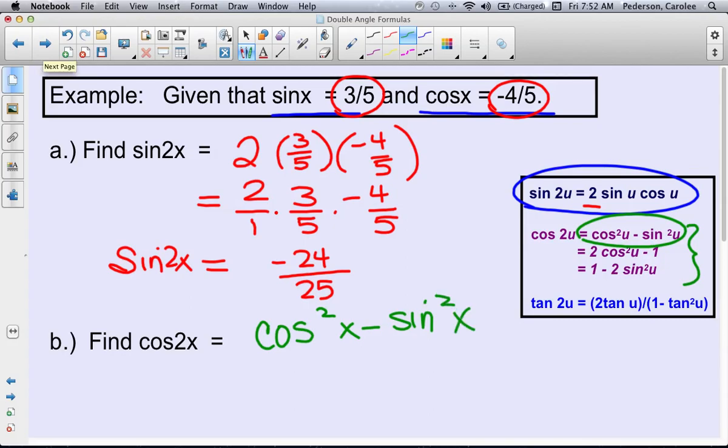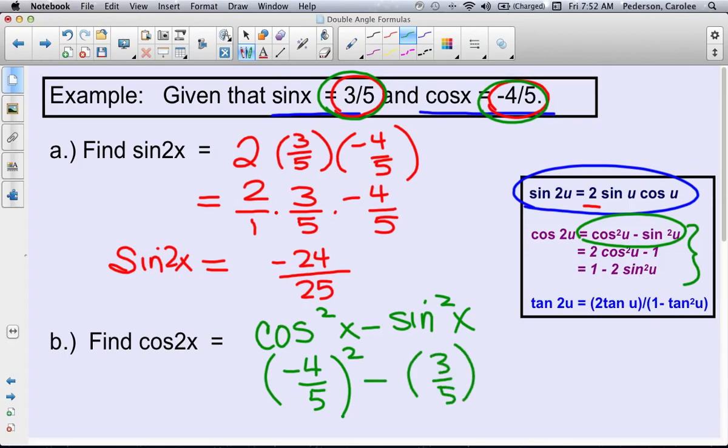And now we replace the cosine of x, -4/5. And remember, this is squared, so we have to square this value. And then 3/5 is the sine of x, so it's -3/5. And that has to be squared.